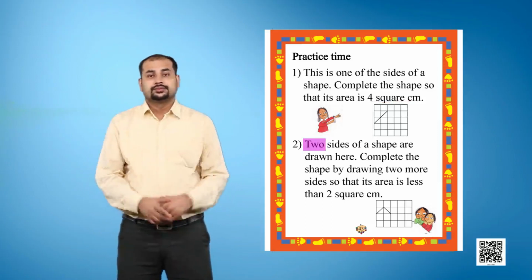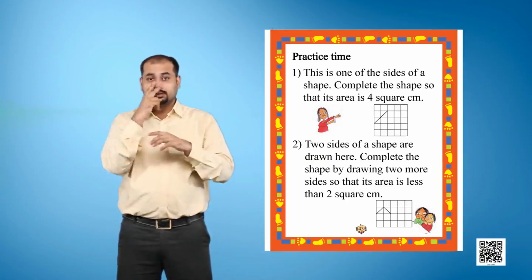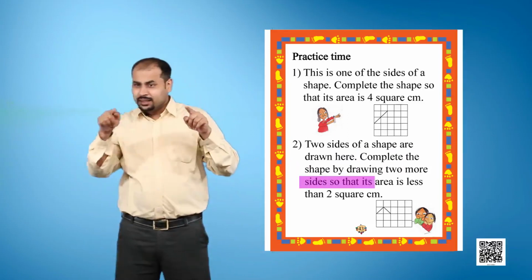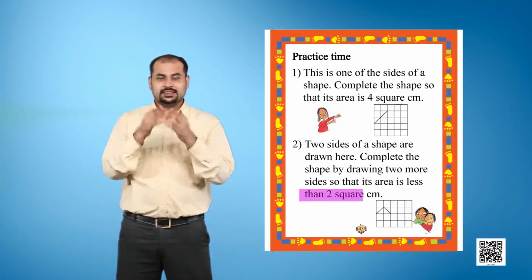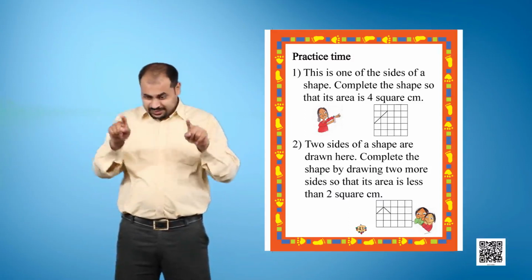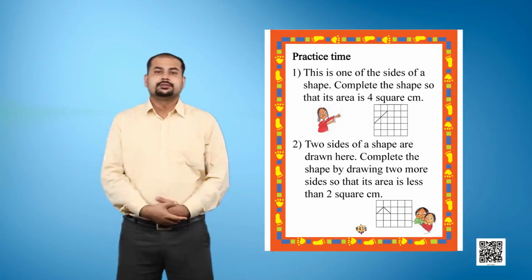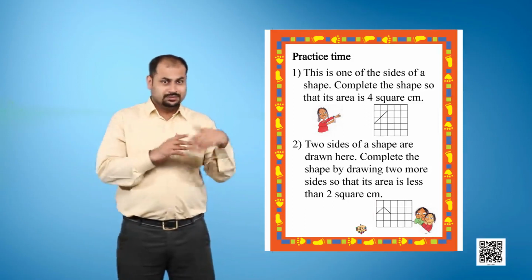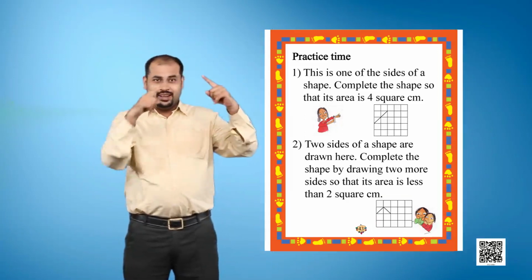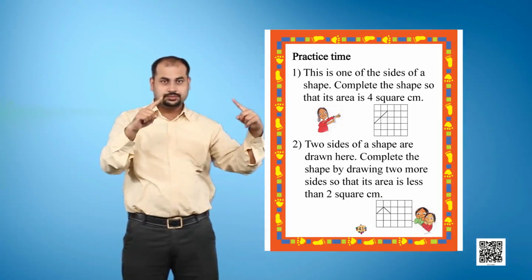Two sides of a shape are drawn here. Complete the shape by drawing 2 more sides so that its area is less than 2 square centimeters. On the left side of the question, we see again a square grid with 2 sloping lines drawn, which are meeting at the top like the point of a triangle.